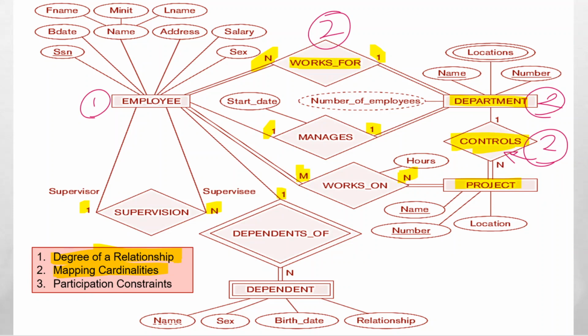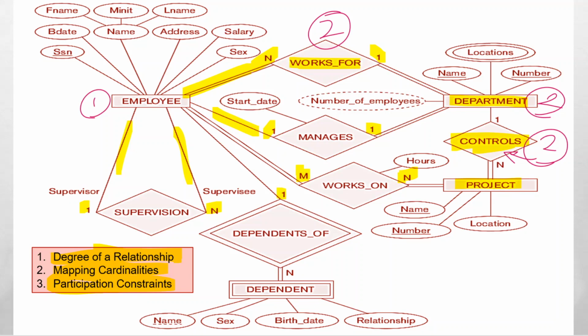Okay, and the third thing we need to discuss is these double line and single line notations. So why are we using the single lines here and why are we using the double lines here? Here we call it the participation constraint, meaning if all the entities must participate, then we have total participation, and these lines depend on the number of participations. So we will be covering these concepts in detail.